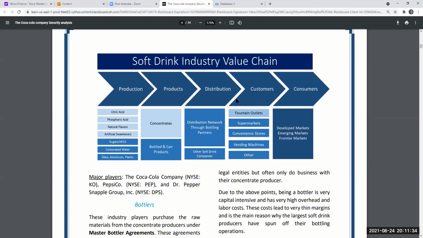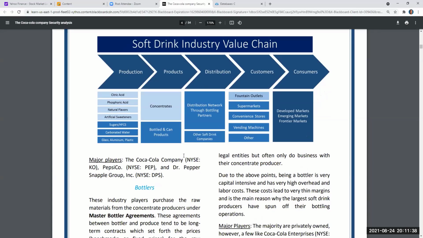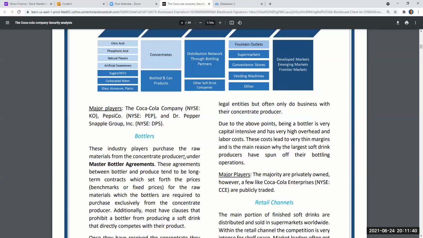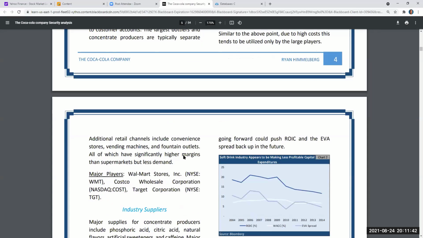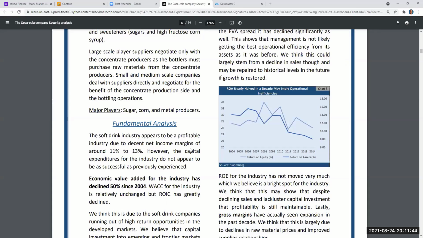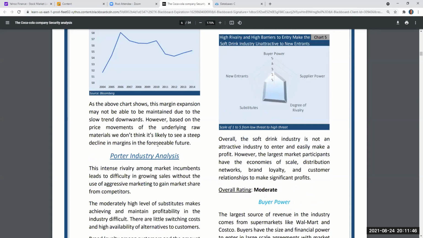We'll talk about this value chain. I'm a big fan of value chains. I'm going to talk some about that. Well organized, good charts, good use of charts throughout. There's this Porter analysis. We'll talk more about that.